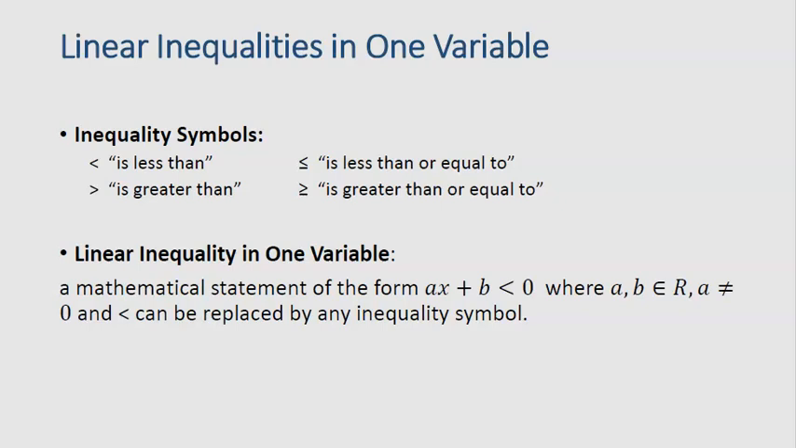The remaining format of the statement is much like the linear equations that we looked at last time. So your definition reads, a mathematical statement of the form ax plus b is less than 0. Do note that that less than could be any of these four inequality symbols, where a and b are real numbers, a is not equal to 0, and again that less than symbol can be replaced by any inequality symbol. So we're going to look at how to solve these linear inequalities a little bit later on, but first we're going to talk about the solutions and how to represent the solutions.